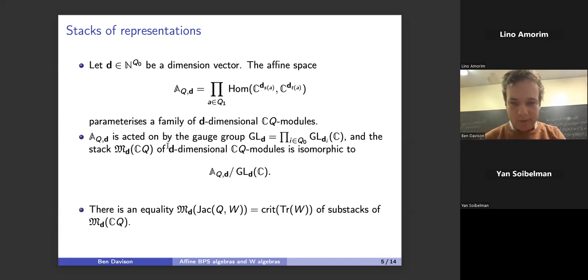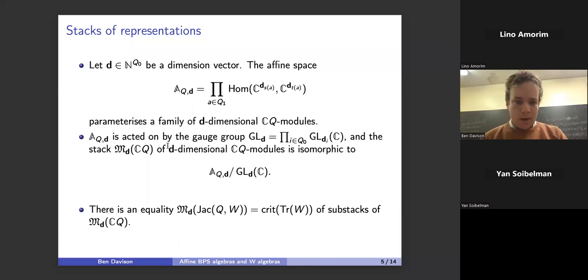So recall that the Jacobi algebra assigned to Q and W is a quotient of the free path algebra of Q. So representations, or the stack of representations, of the Jacobi algebra naturally sits as a substack of the stack of representations of CQ, i.e. those representations that obey the relations coming from the non-commutative derivatives.